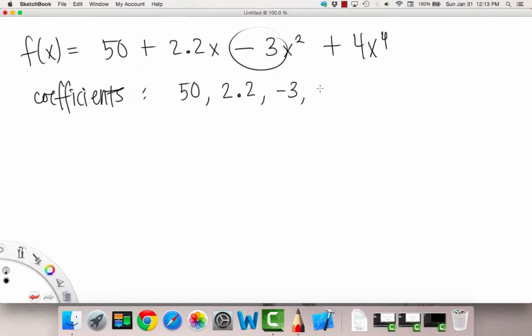We also have, where's our x to the third term? It's kind of hidden, because we actually have a 0 in front of it. You can swap these two, it doesn't really matter because addition is commutative, which means you can move stuff around. Anyways, our 0 is the coefficient in front of x to the third, so we could write that in there. It's a little bit trivial, but I just want to point out that the coefficient of x to the third is 0. And then our coefficient of x to the fourth is a 4.